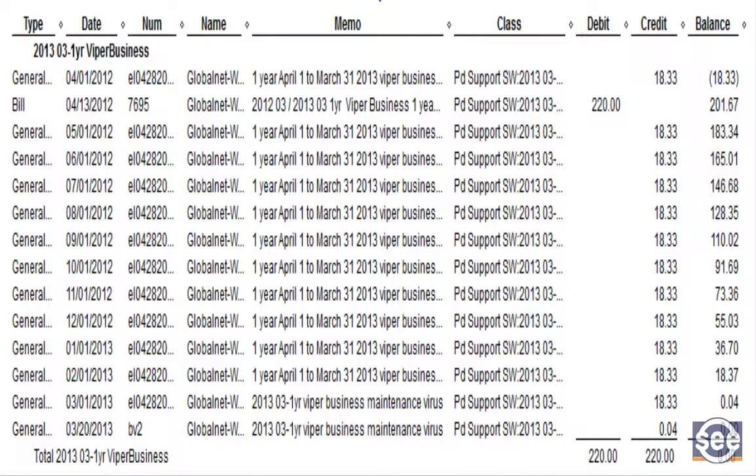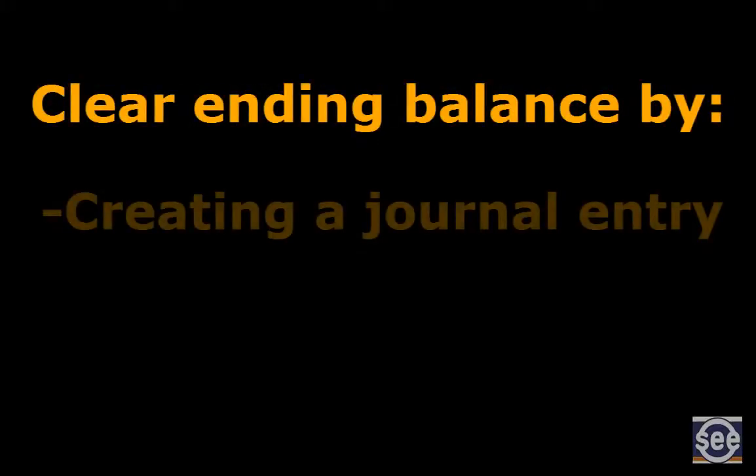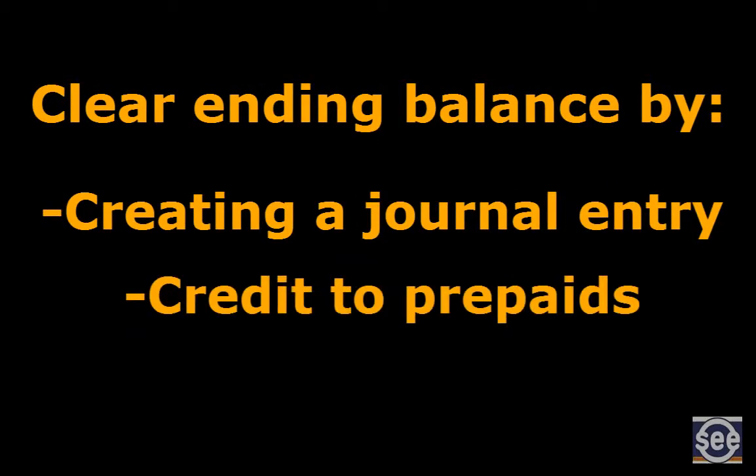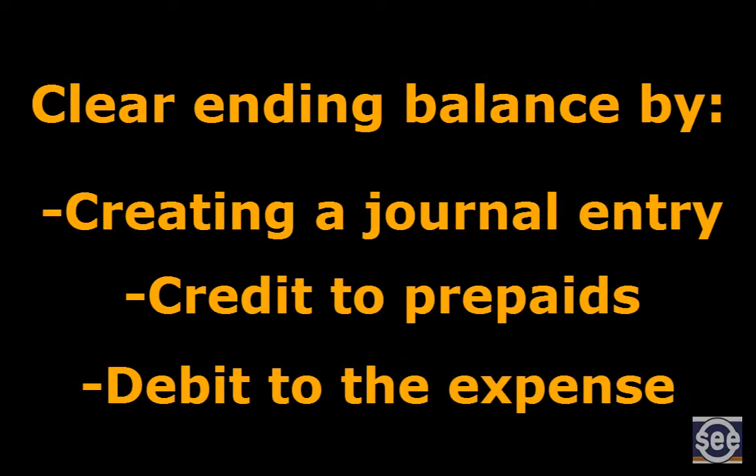Our preferred method to deal with this is to record another amount of amortization equal to the difference in the current month because we've already closed our prior year, and the last month we prepared financial statements for. To clear the ending balance, create a journal entry with a credit to prepaids and a debit to the expense.